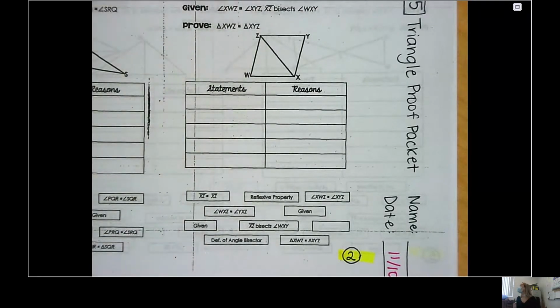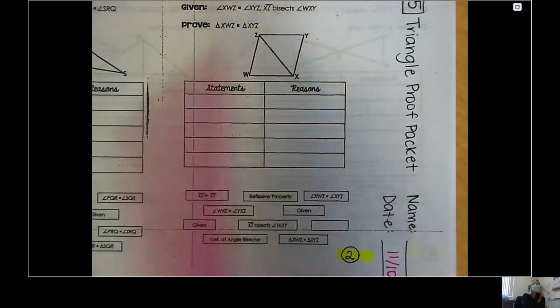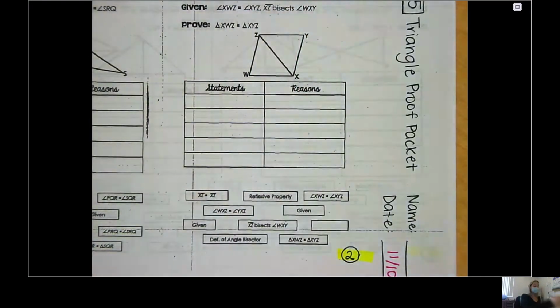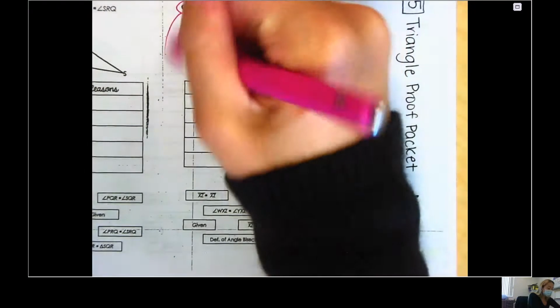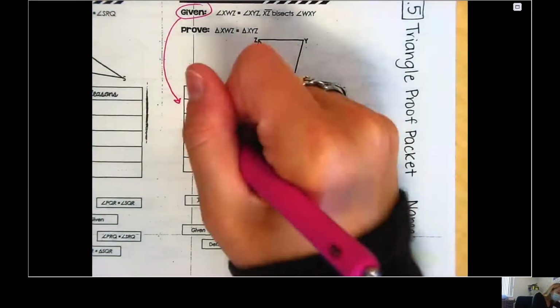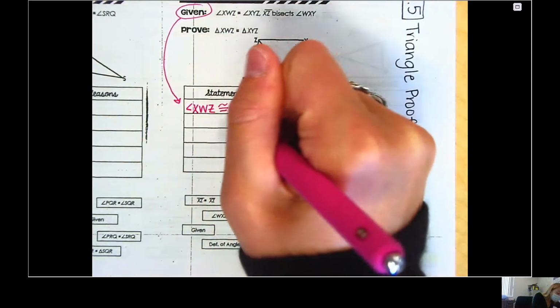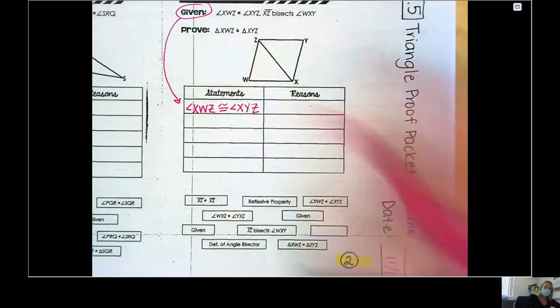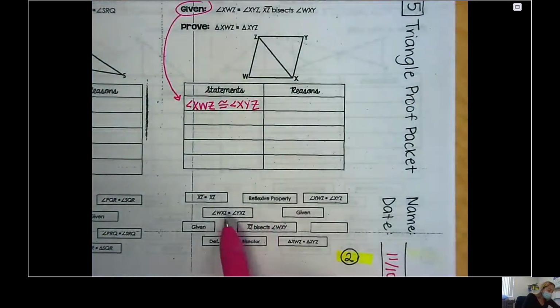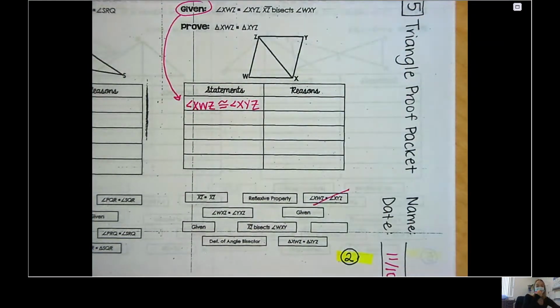So what is always going to be my first statement? What do I put first? Given. There are two different pieces of given information, so we're going to separate them out into two separate lines. We're going to start with my first given statement. My first given statement is angle XWZ is congruent to angle XYZ. Again, you should see that down below. Here we go, so you can cross it off.